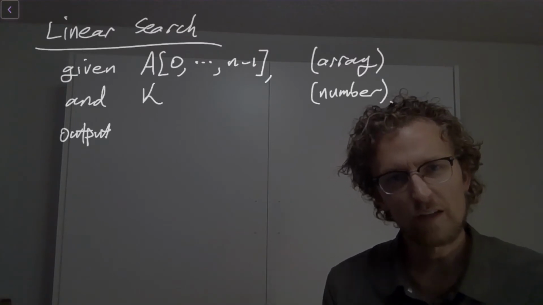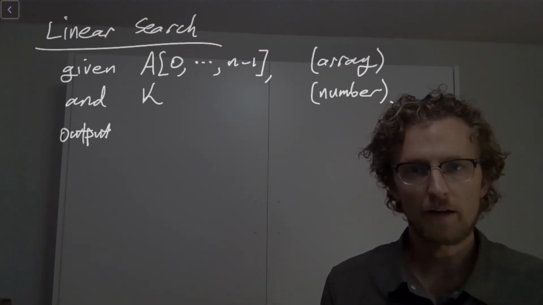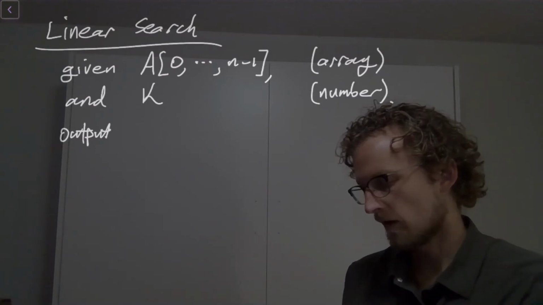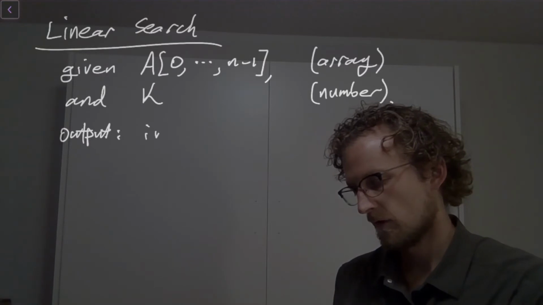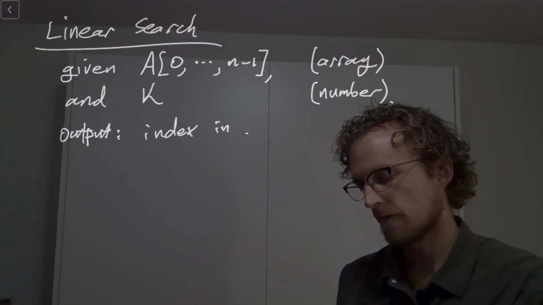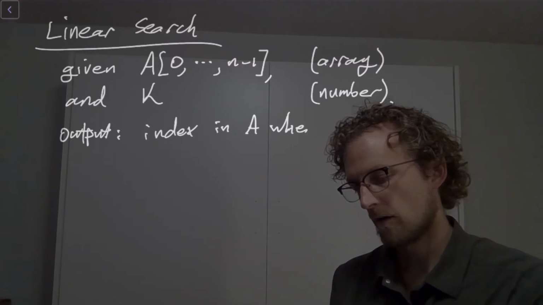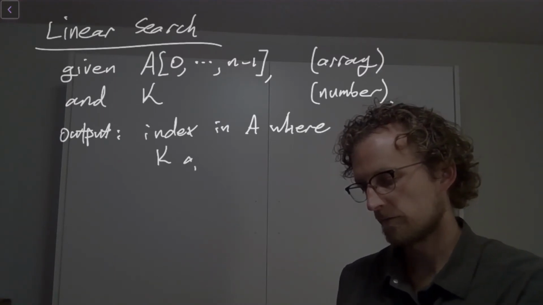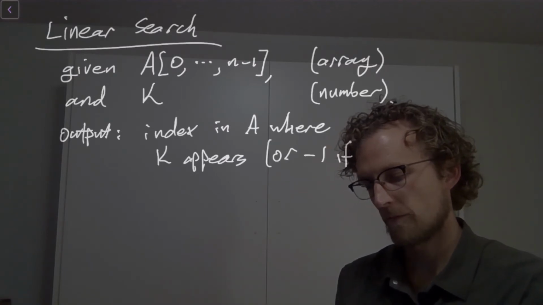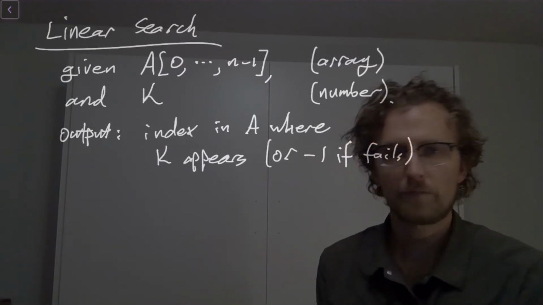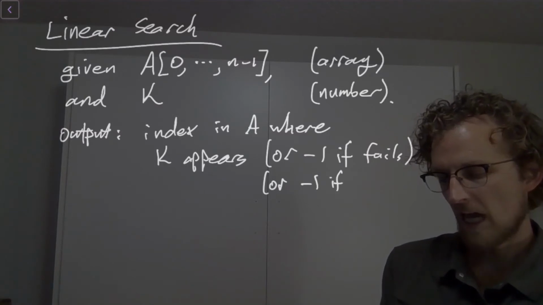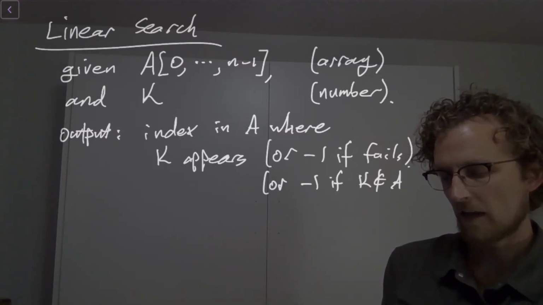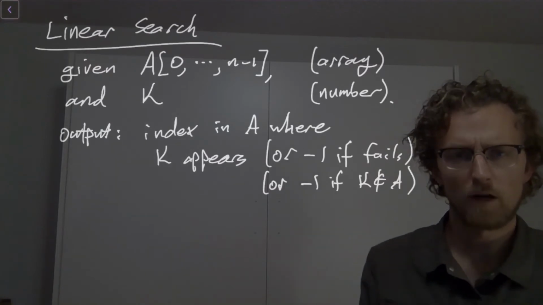And then if we don't find the search key, if the search key does not exist in the array, we return -1. So our output is the index in A where k appears, or -1 if it fails. Right? And so I could say or -1 if k is not in A. That's a valid way of writing this.